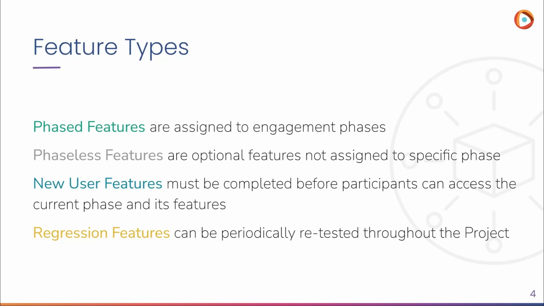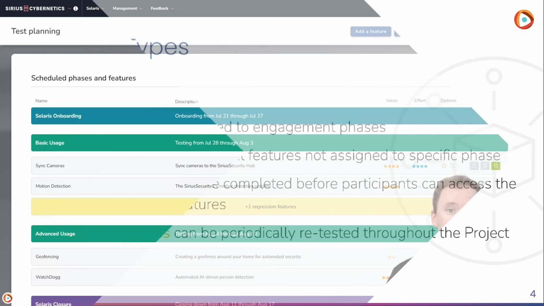So regression features, excellent for retesting, and a really, really awesome feature within Centercode. Now that we understand the feature types better, let's hop back into the platform so we can see some of the features that I've built out.